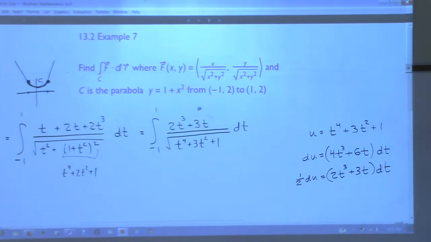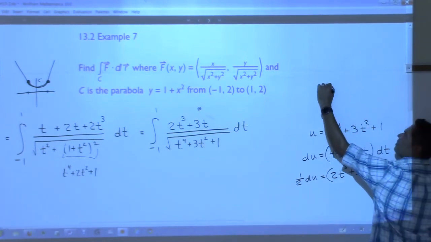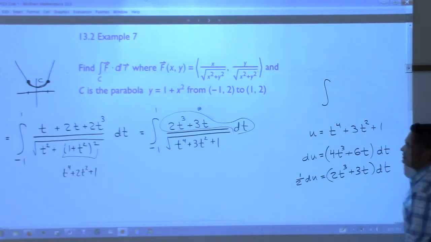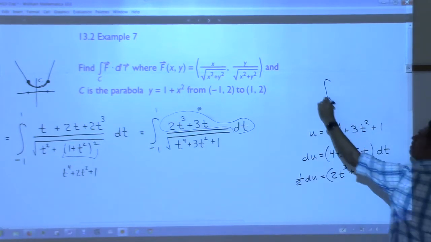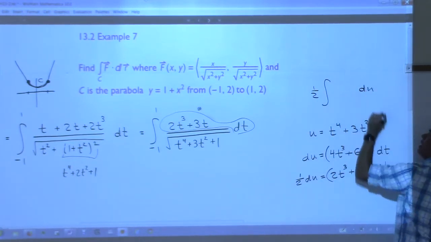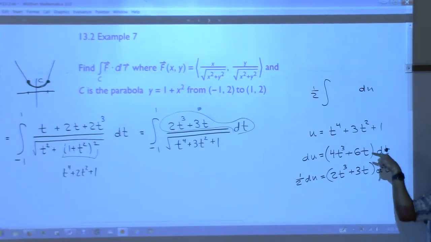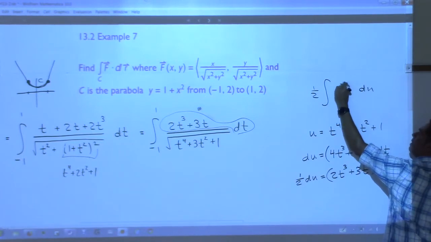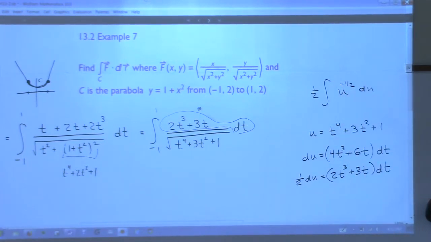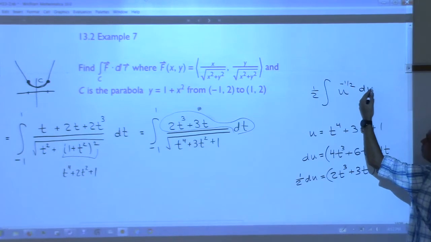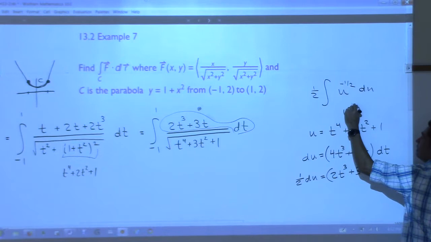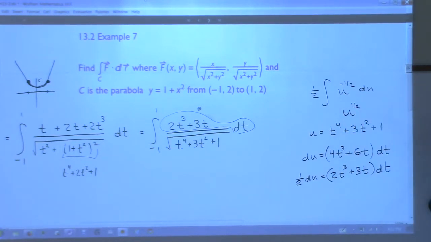So now, if I do this u-sub, this new integral will become, well, what's this? That's half of du. And then what's still there? On the bottom, we have square root of u, which is really u to the negative 1/2. And then you do your antiderivative, so you add 1, and you should get something like u to the half. That's what you should get.